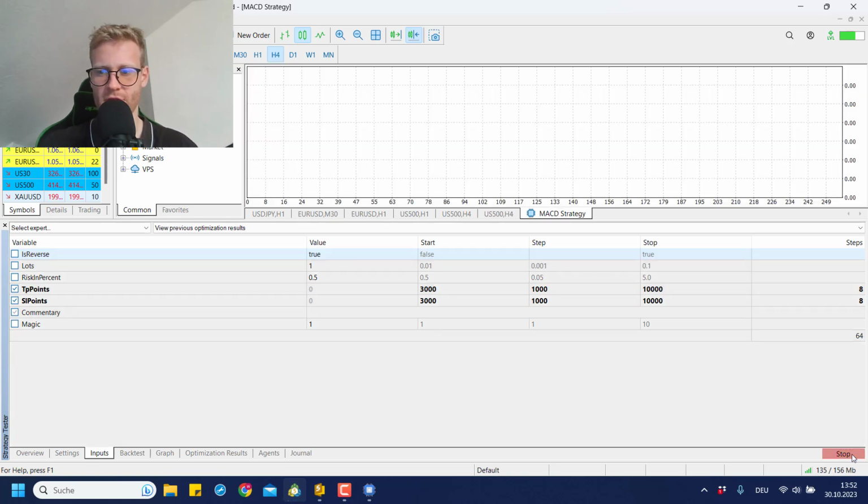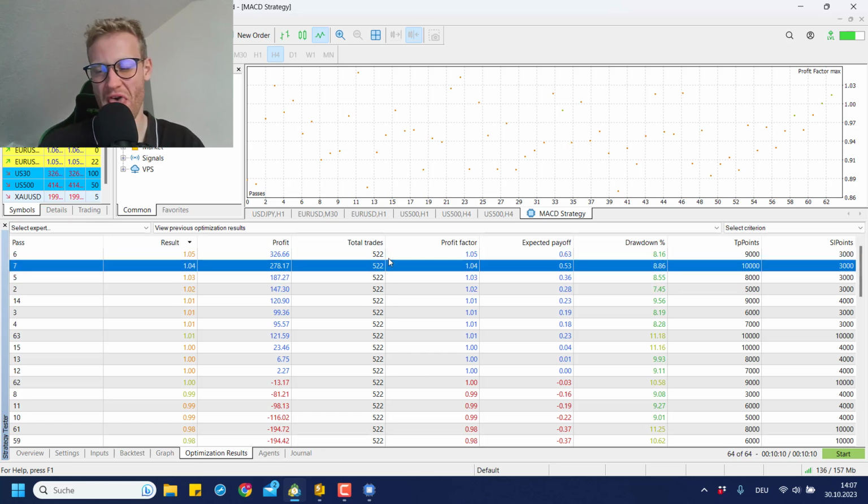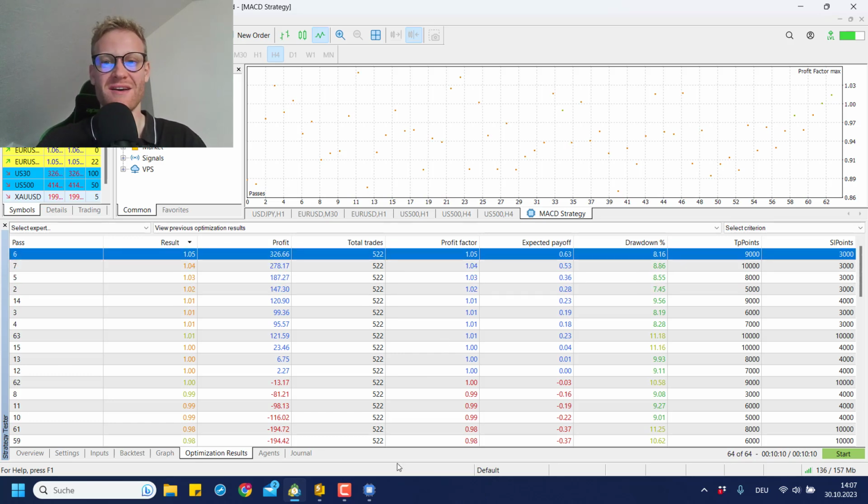And now in the complete optimization, the program or the computer will run 64 tests automatically. We do not have to do anything, and it will check all the possible combinations for the TP points and the SL points. Okay, so the test is finished, and we can see the optimization results here. And actually, none of them was better than the test that I did without TP and stop loss.